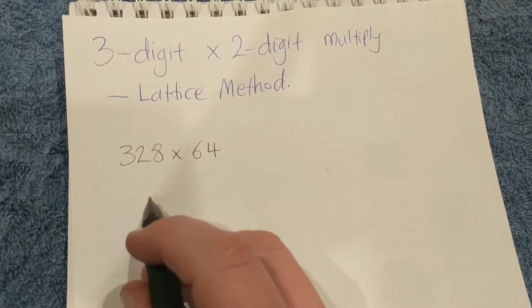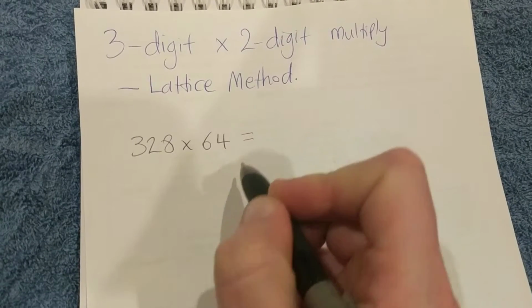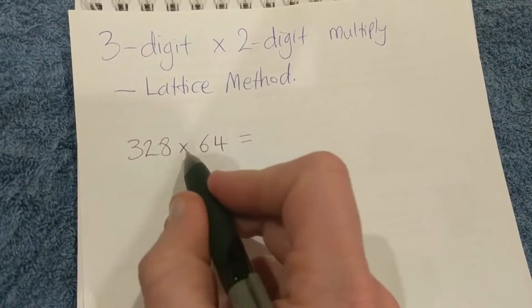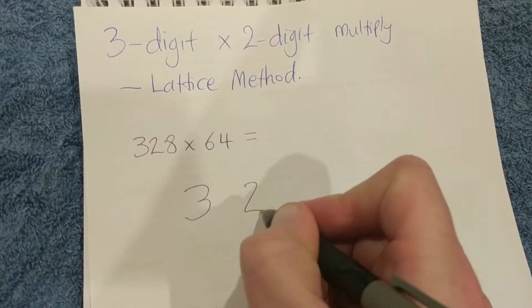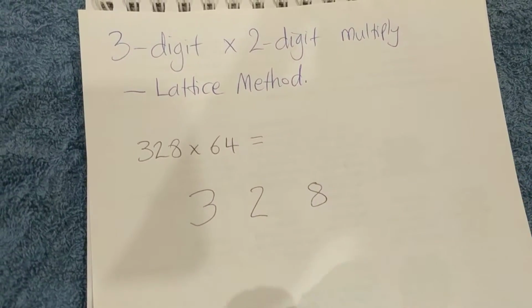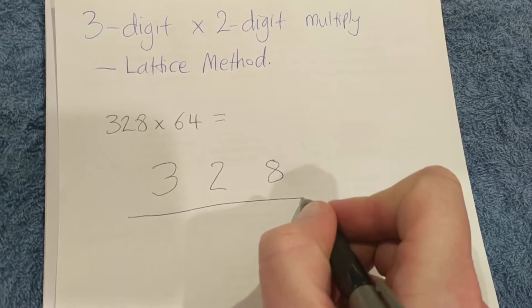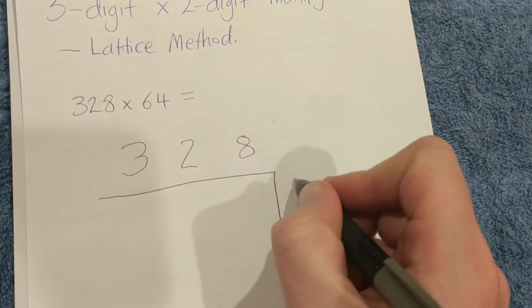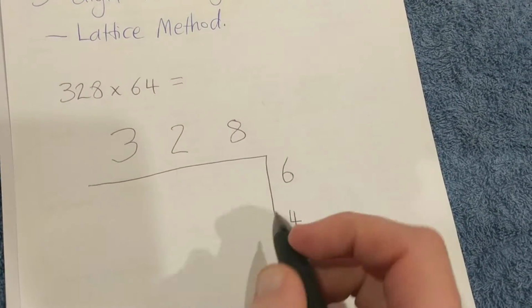The first thing I'm going to do is set out this sum the correct way, because that's going to help me achieve success if I space out the numbers a bit more. So I start with my larger number on the top, 328. Make sure I really space out those boxes. Now I'm going to need to leave 2 rows because I've got a 2-digit number here. So I put the 6 here, the 4 here for 64.